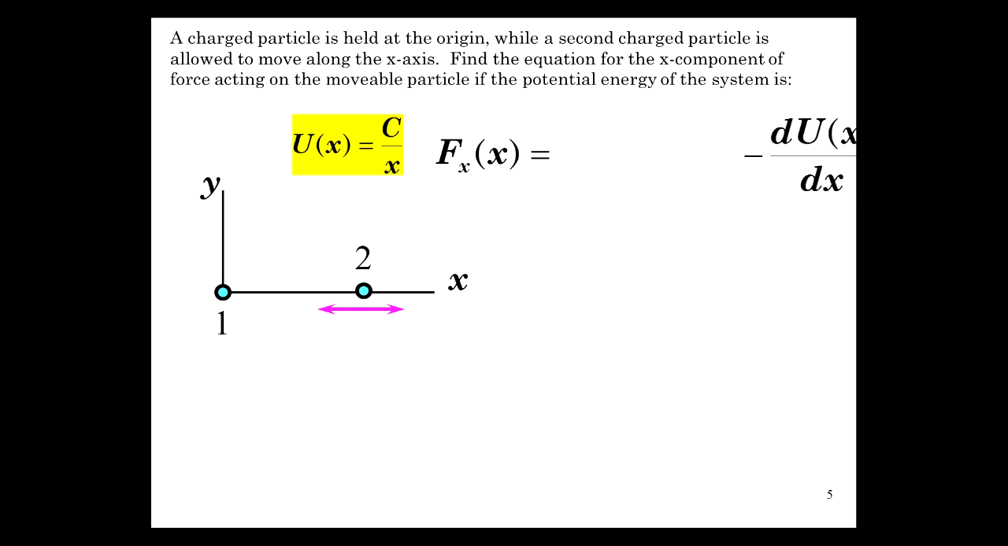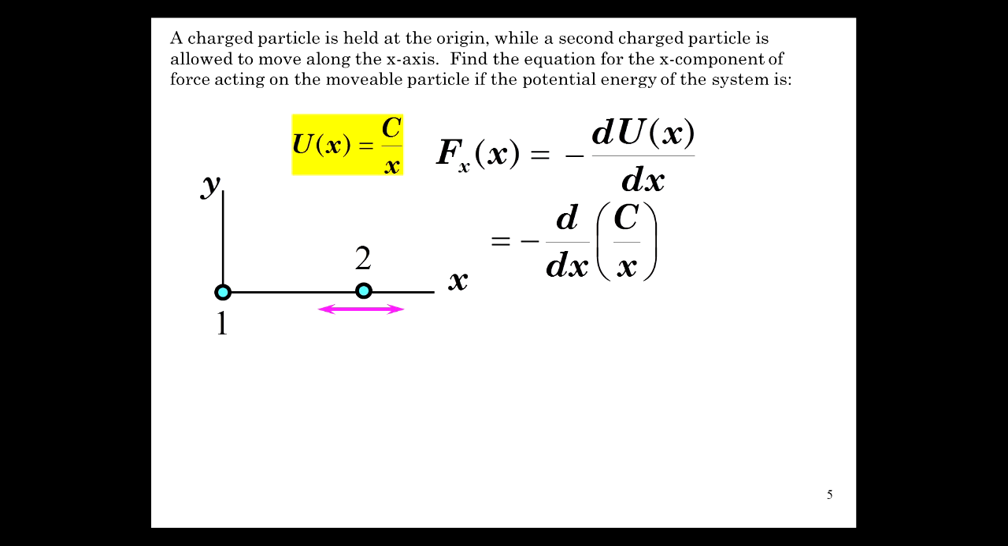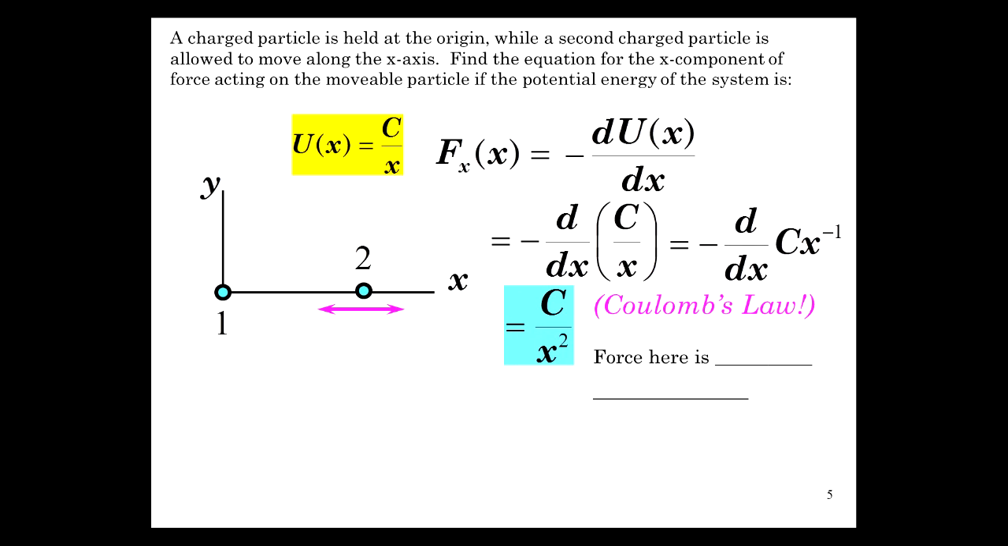So force is minus dU/dx. So that's minus the derivative of C over x. And that's minus d/dx of Cx to the minus 1. We'll bring the minus 1 down. It'll cancel this negative, and that'll be x to the minus 2. So that is C over x squared, which is Coulomb's law. This is what Coulomb discovered. And the force is positive, which is also repulsive. That's assuming that the sign is the same between these charges.